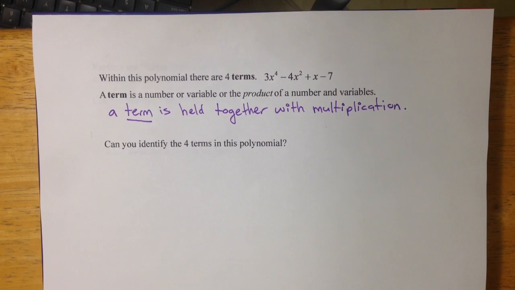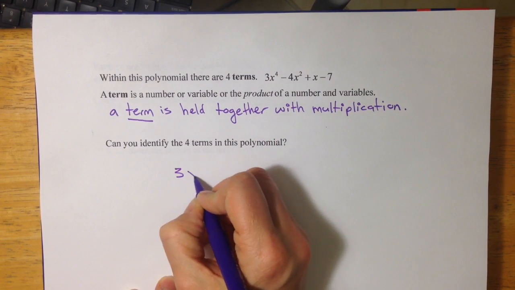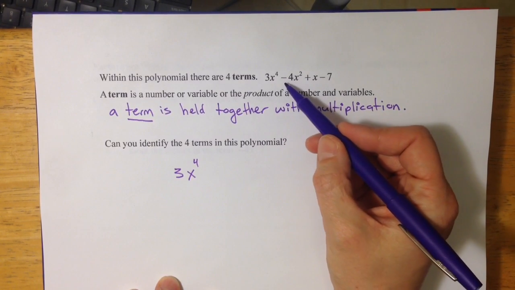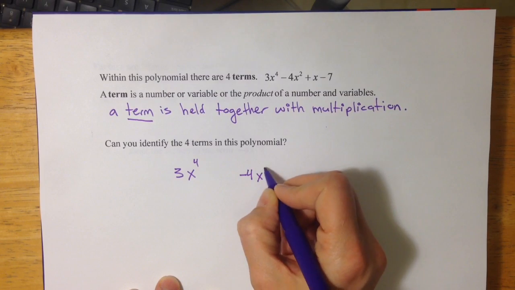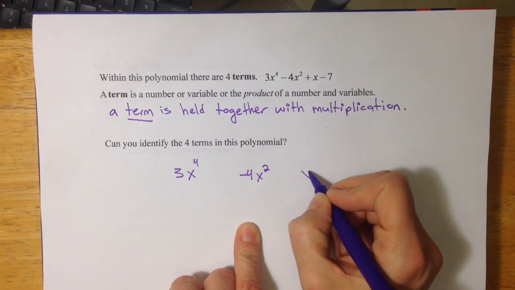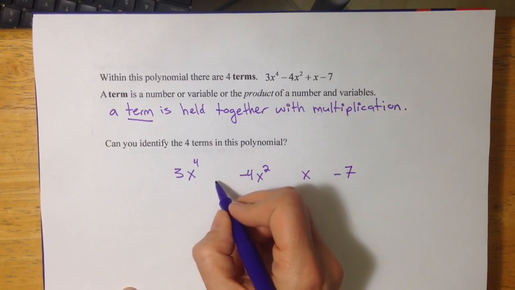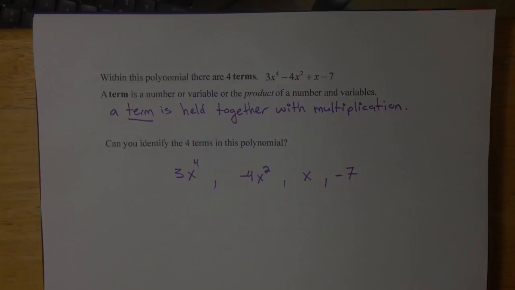Let's write down the four terms from this polynomial. The first term is 3x to the fourth, since we have 3 being multiplied by 4 x's. The second term is negative 4x squared. I've got a negative 4 being multiplied by 2 x's. Then I've got the term that's just the x, and finally the term that's just the negative 7. So each of those is a term in this polynomial.